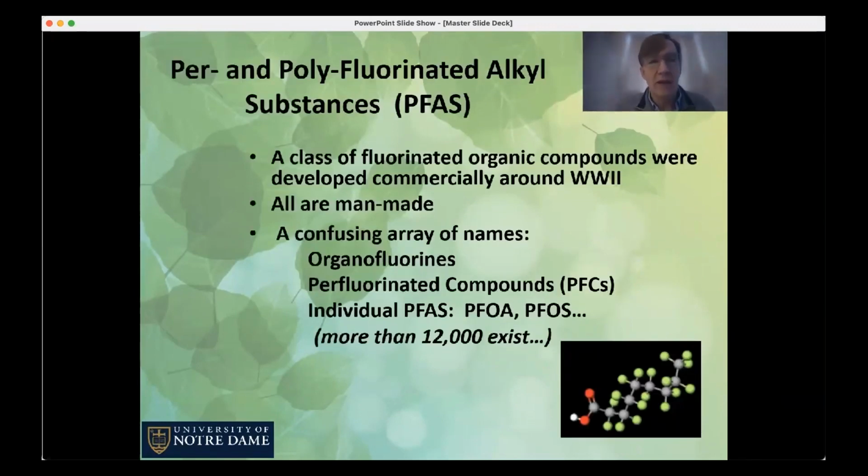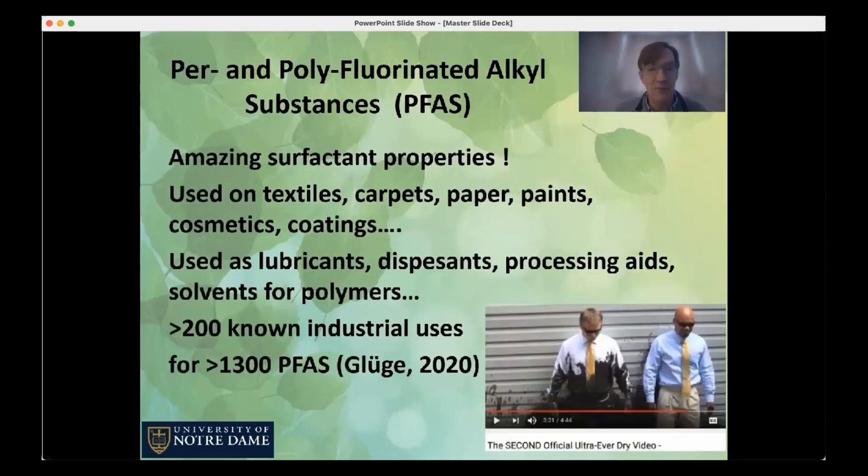PFAS is a large class of organic chemicals called per- and polyfluorinated alkyl substances. A picture of one is shown here. They were developed around World War II. They're all man-made, and they have had a confusing array of names over the years. But since about 2012 or so, we've settled on this PFAS nomenclature. There are over 12,000 of them currently listed on the EPA website.